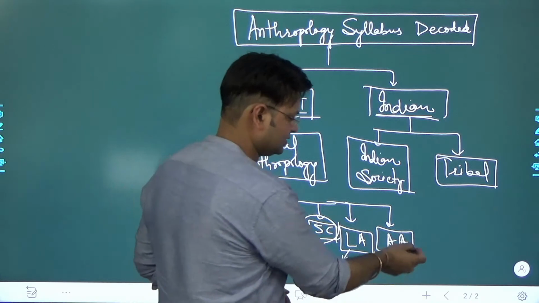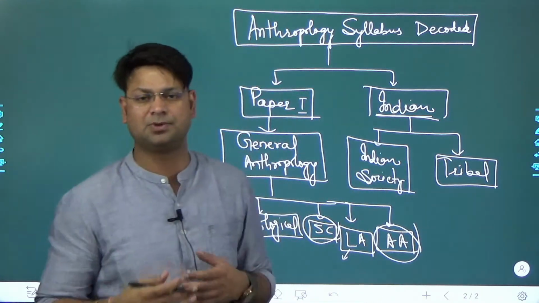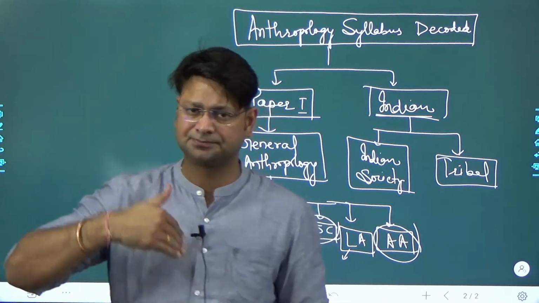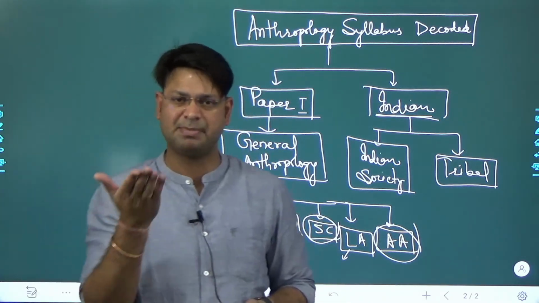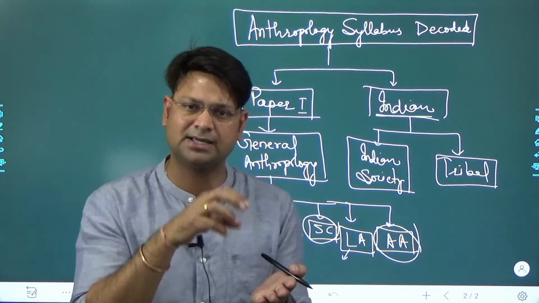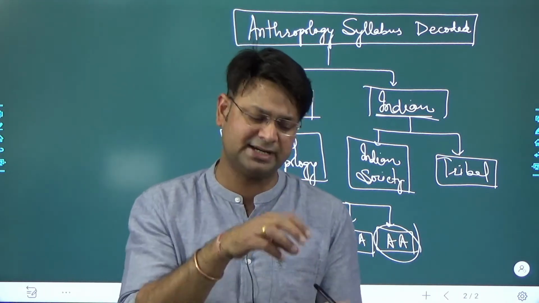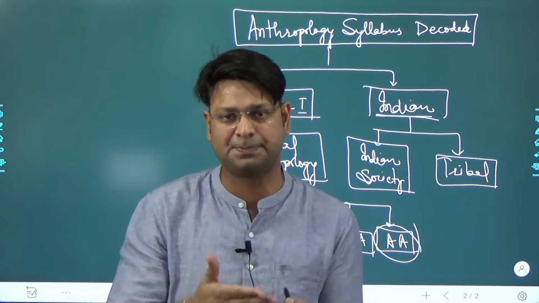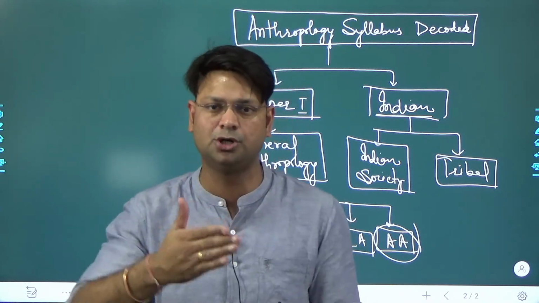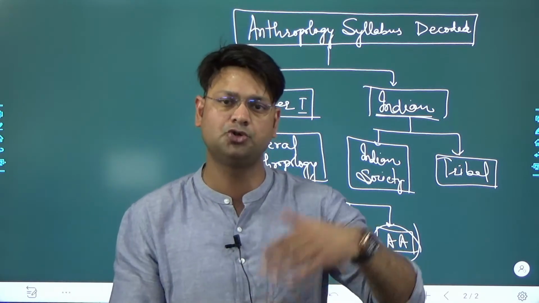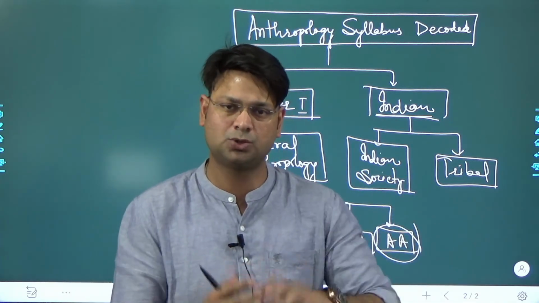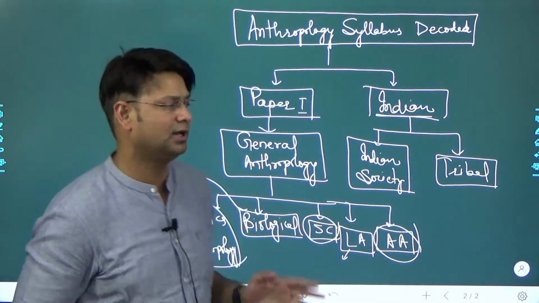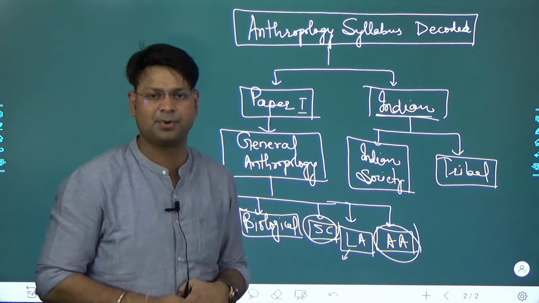Finally, archaeological anthropology. Archaeological anthropology basically tries to understand the material remains of the past, and by finding those remains, by digging, dating and classifying them, we try to interpret and understand the evolution, how humans behaved in the past, and what was the use of a particular tool or artifact. That all is basically in paper 1.